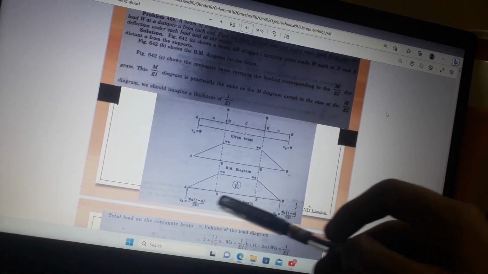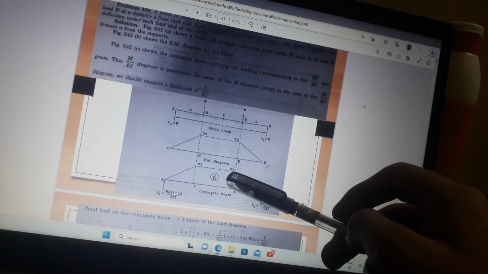VA is equal to WA into (L minus A) over 2EI, conjugate beam, 1 by EI. VB is equal to WA (L minus A) by 2EI. Note, the conjugate beam load has the same shape as the bending moment diagram.